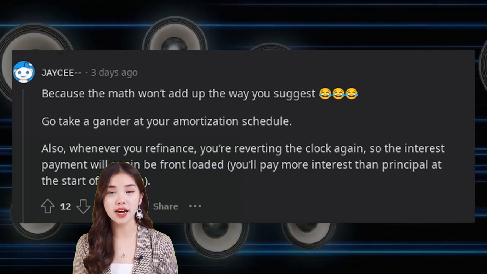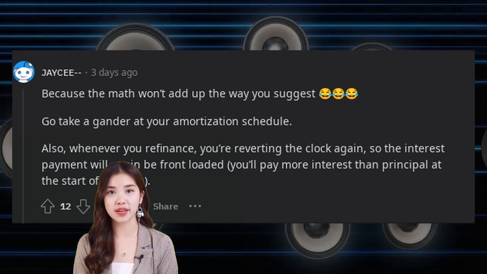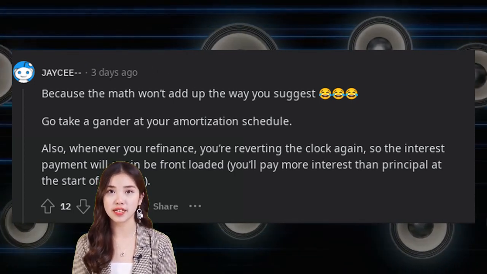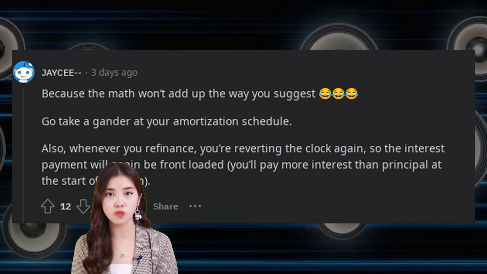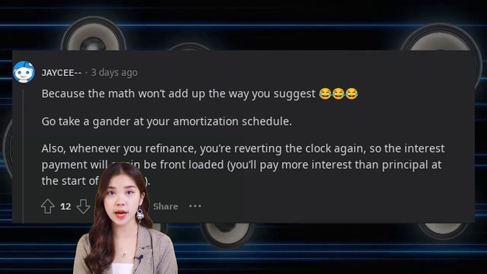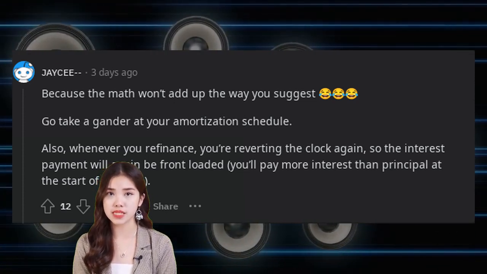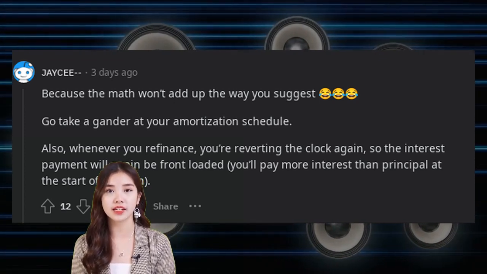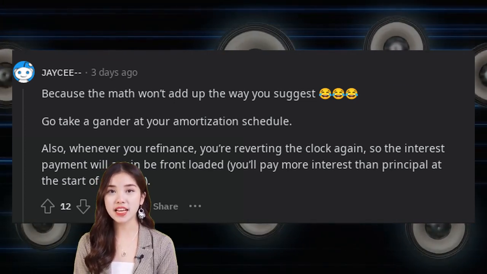Go take a gander at your amortization schedule. Also, whenever you refinance, you're resetting the clock again. So the interest payment will again be front-loaded. You'll pay more interest than principal at the start of the loan.